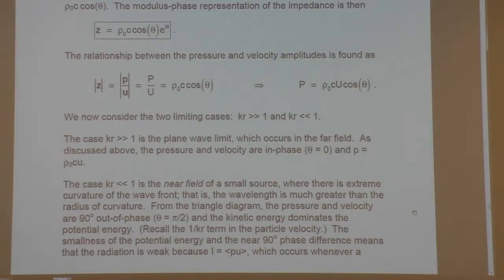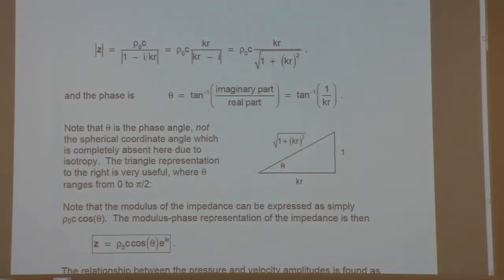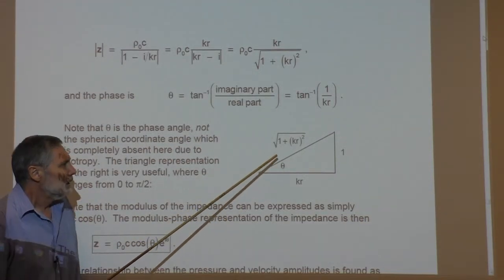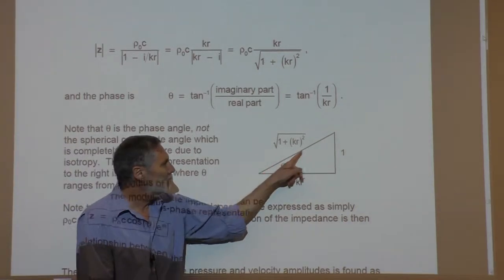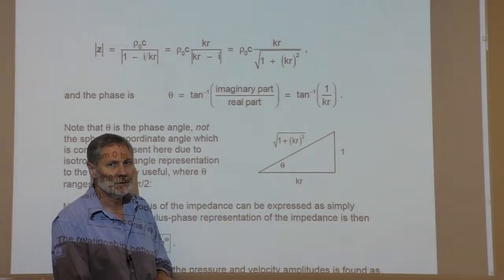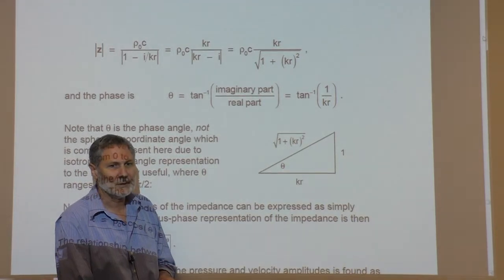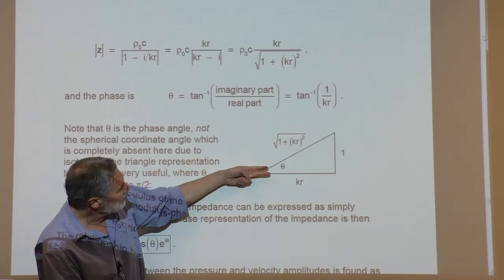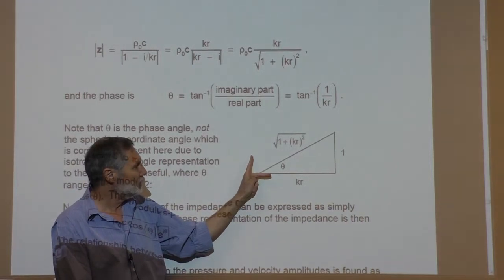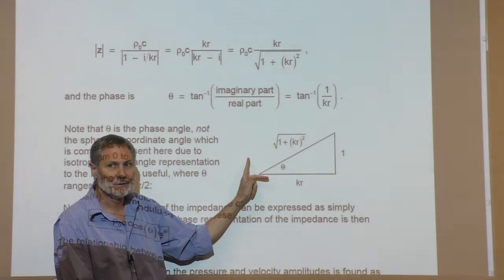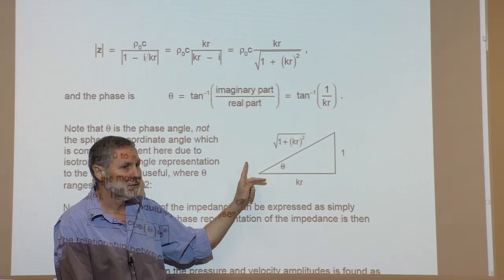And what does our theory tell us? Again, we go to the triangle diagram. So now when Kr is small, what happens? Now the hypotenuse is approximately 1. So now what does our triangle look like? Instead of our triangle being a sliver, coming down like this, now this theta is close to 90 degrees. It's almost 90 degrees.